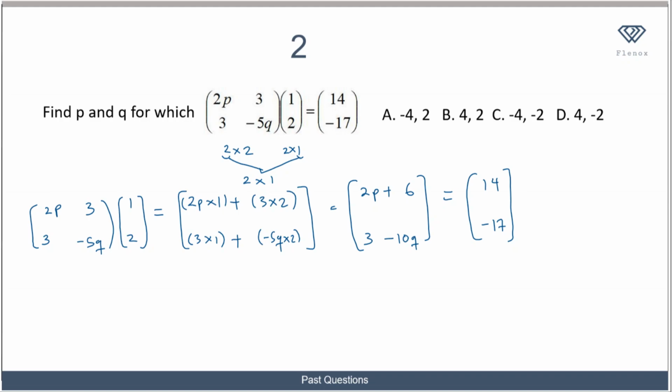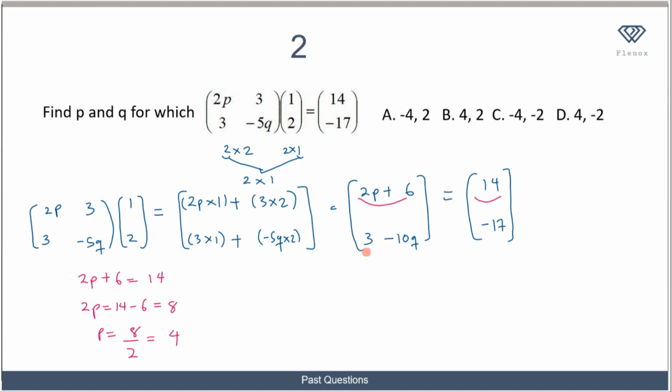So we can equate those terms together. So we can write out that this must be equal to this. So we have 2p plus 6 must be equal to 14. So 2p is equal to 14 minus 6, which is equal to 8. So p will be equal to 8 over 2, and that is equal to 4.